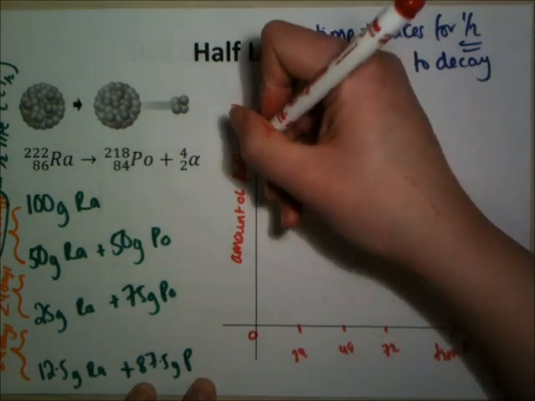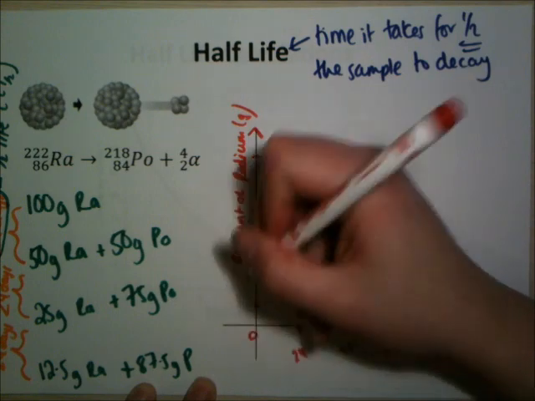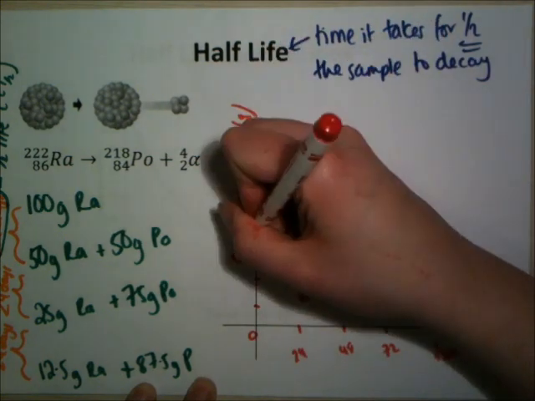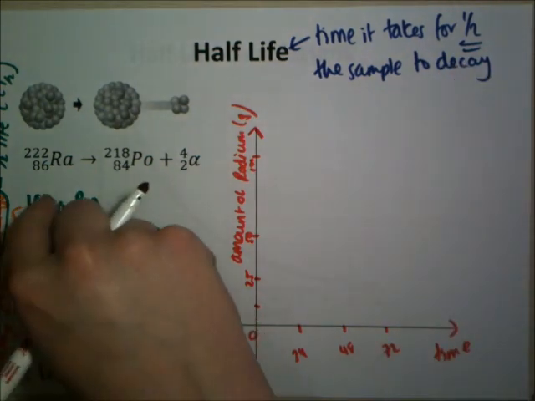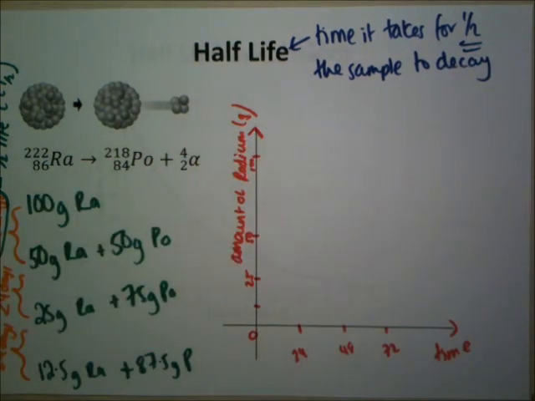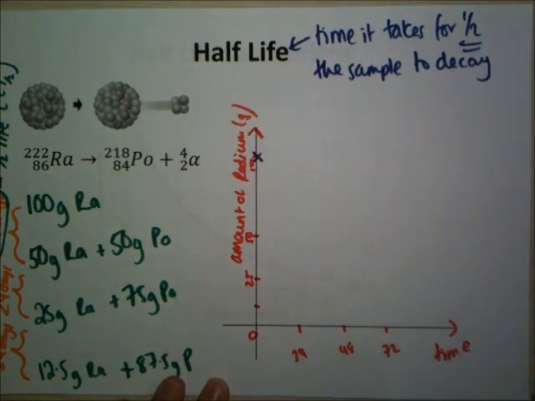This is 0, and I have here 100, that must be 50 there, 25, 12.5. It's not well drawn, sorry. If I plot this, on my first day I had 100 grams of radium. I'm going to plot it in a different colour. My first day at 0, I had 100 grams of radium.